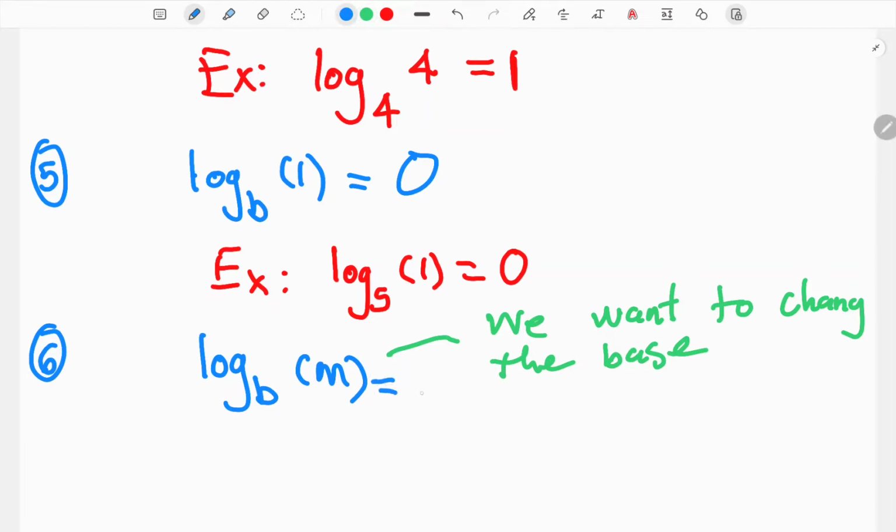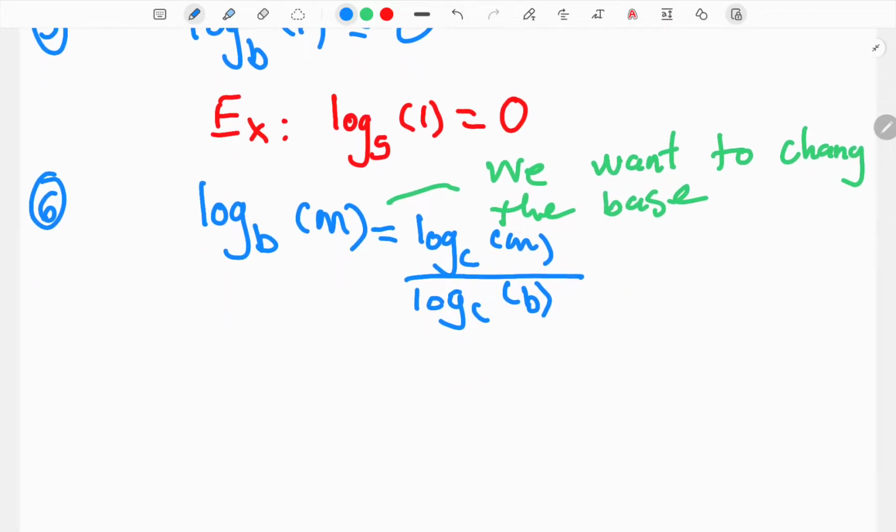So what does this become? This becomes log base c of m, where c represents a different number, divided by log base c of b. So this is called the change of base law. This is maybe a bit complicated law, but the more you practice it, the more you get to understand how it works. I can just claim it like that, and then you will see how it works.